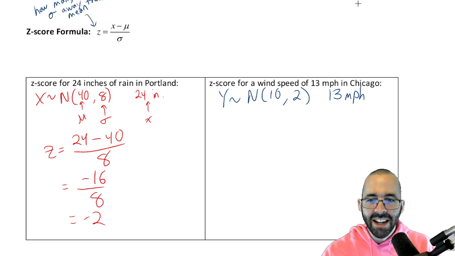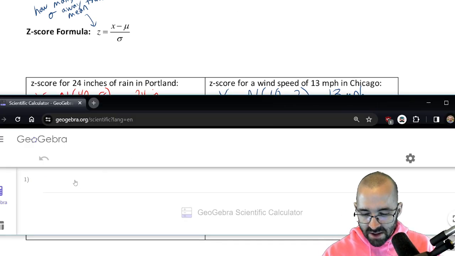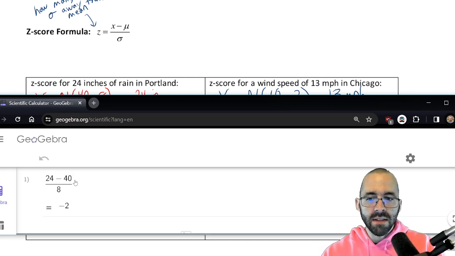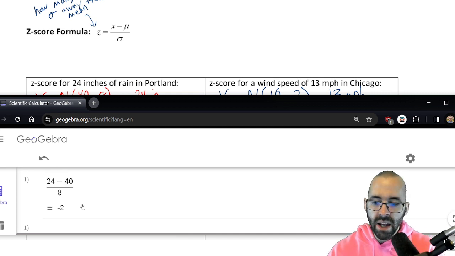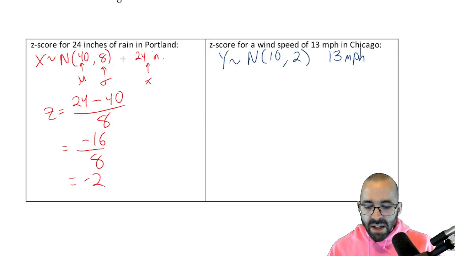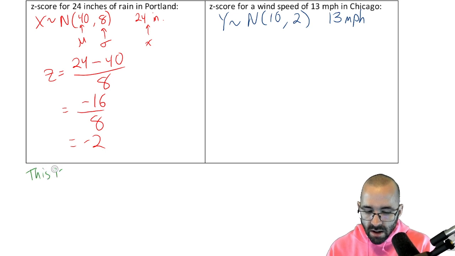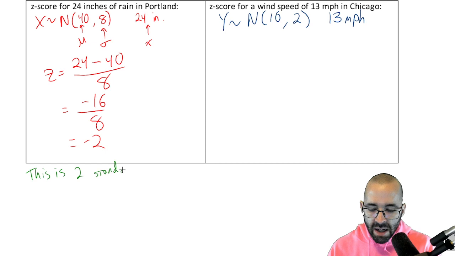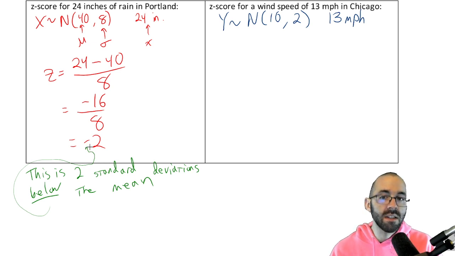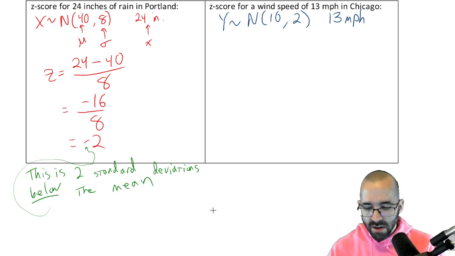If you use a calculator, make sure to use parentheses of 24 minus 40, and the parentheses divided by 8. And you can get the same answer either way. Okay? The z-score is -2. What does that mean? That means that this event is 2 standard deviations below the mean. Below the mean. That's what the negative represents. Negative means it's below the mean, to the left of the mean, just like the number line, right? On the number line, -2 is to the left of 0.